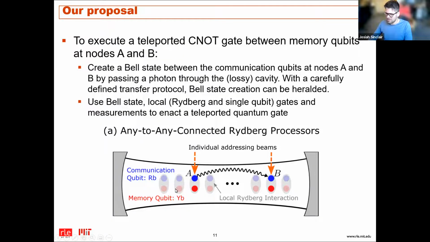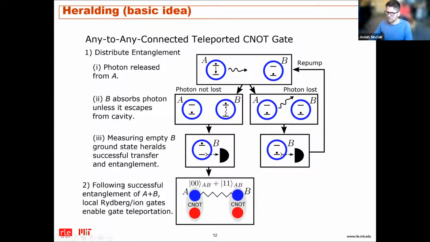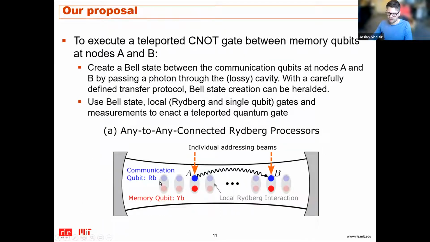And finally, as you can see, the memory and communication qubits are arranged in pairs so that each memory qubit can do a Rydberg gate with its partner communication qubit. And those are the only local gates that we're going to be thinking about. To help with the language, I'm going to refer to a pair here as a node. So that's one local node.